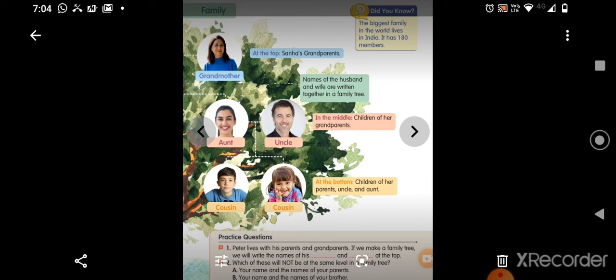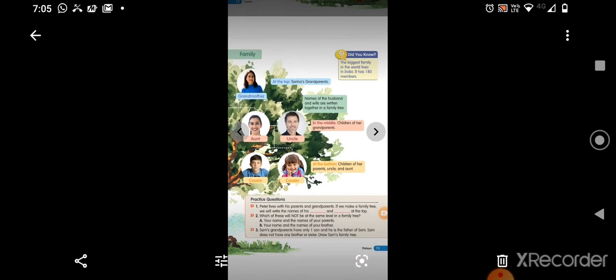And in the middle, who will be there? Your uncle, aunt, father, mother, both sides you can keep, who are born with your father and who are born with your mother. And at the bottom, whom will you keep, children, very good, there you will have the children of your group, cousins and your siblings. Very good, hope you have understood.